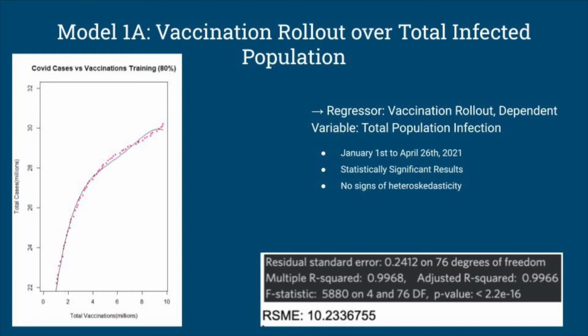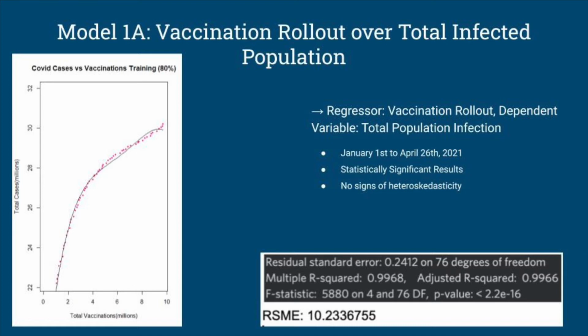According to our model, predicted values may deviate from the best fit line by up to 240,000 cases per million, with 99% of the variance in responses being linked to the actual distribution and/or administration of vaccines. The F-statistic and p-value of 5,880 and 2.2e-16 respectively support our claims of accuracy.